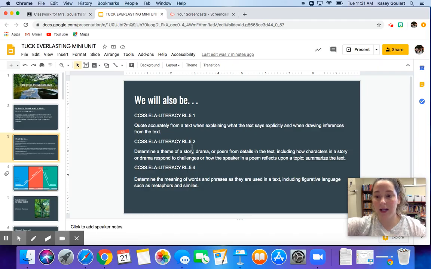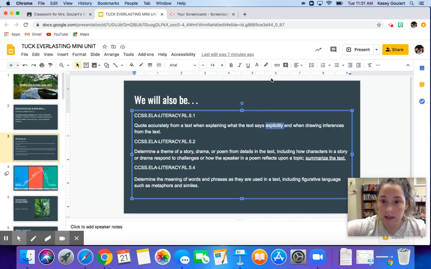But along the way, we're going to have to do a few more things to understand how to do that as well. So as we read, we'll also be quoting accurately from the text when explaining what the text says explicitly. Highlight the word explicitly. I'm going to highlight it yellow, just basic. That means exactly what it says. You read the text, you can answer questions based on what you've read in the passage. And when drawing inferences from the text, meaning we're using what we know explicitly, what's there, and making educated guesses on questions that might be asked.